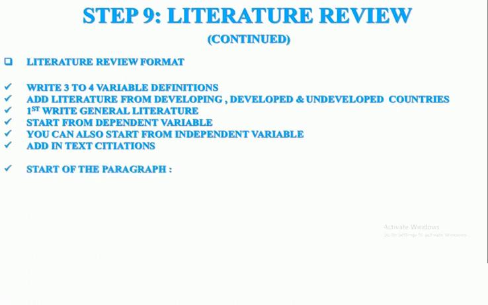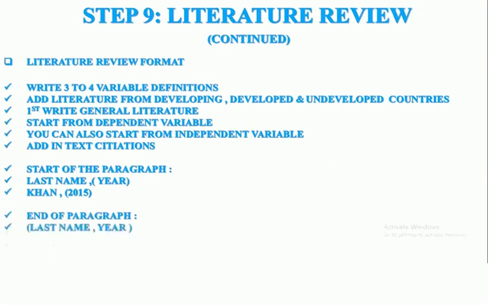In-text citations come at the start of your paragraph, like this example: last name, year. Like Khan is the last name and the year is 2015. Then at the end of the paragraph, your in-text citation also comes like this: bracket, last name, year, bracket close. At the start of the paragraph, you write last name, comma, bracket, year. But at the end of the paragraph, when you write an in-text citation, then there is bracket, last name, comma, year and bracket close. Like this, bracket Khan, comma, 2015 is an example of an in-text citation. I hope it's clear to you.